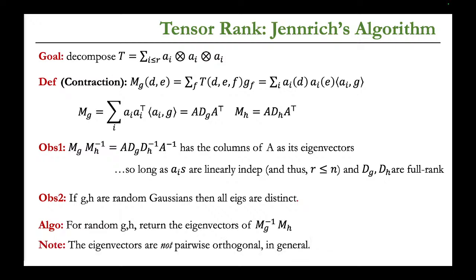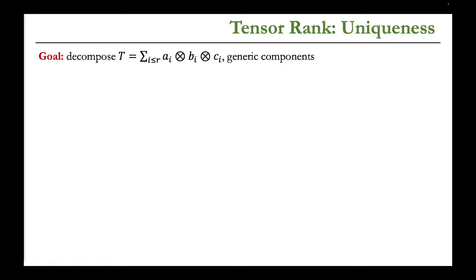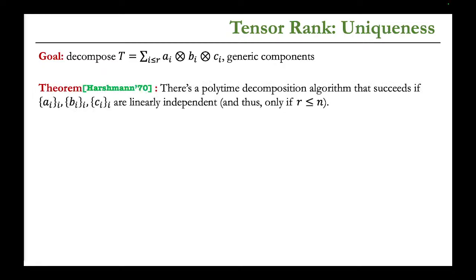Good. I just want to note that M_G M_H inverse need not be a symmetric matrix. Not all symmetric matrices are diagonalizable. Not all asymmetric matrices are diagonalizable. But this one is, because I produced the diagonalization. So we got lucky. Good. All right, so let's summarize what we did as this theorem statement. It's Jennrich's algorithm, but it's in Harshman's paper. There's a polynomial time decomposition algorithm, the one I just gave you, that succeeds whenever the components are linearly independent. So in particular, it handles rank at most n.